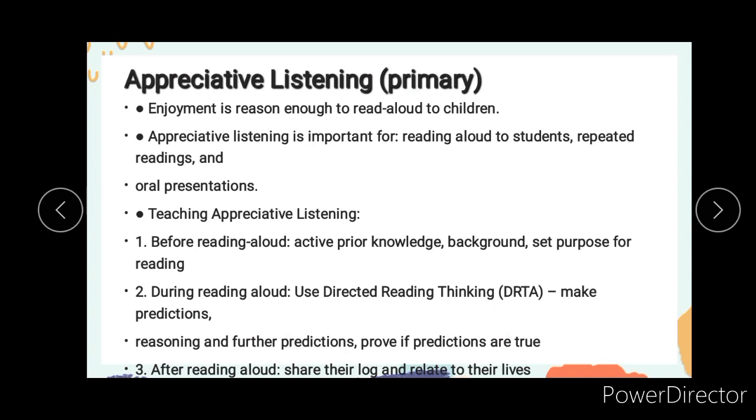So, before reading aloud, it includes activating prior knowledge, the background, and setting purpose for reading. During reading aloud, we can use directed reading thinking activity or the DRTA, or make predictions, reasoning, and further predictions that prove if predictions are true. And in after reading aloud, it includes sharing their log and relating it to their lives.